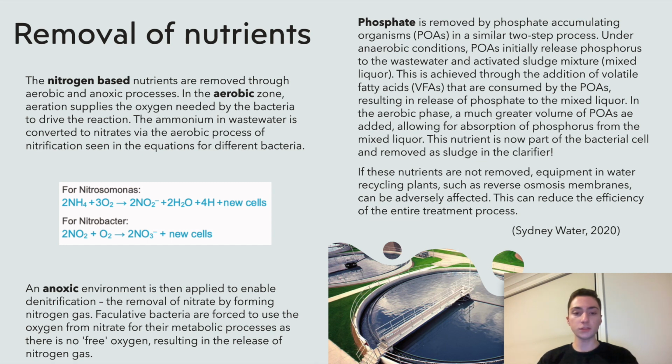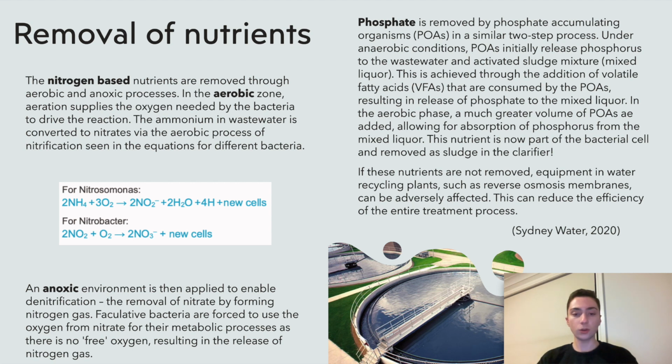Phosphate is removed by phosphate accumulating organisms, POAs, in a similar two-step process. Under anaerobic conditions, POAs initially release phosphorus to the wastewater and activated sludge mixture, mixed liquor. This is achieved through the addition of volatile fatty acids, VFAs, that are consumed by the POAs, resulting in release of phosphate to the mixed liquor. In the aerobic phase, a much greater volume of POAs are added, allowing for absorption of phosphorus from the mixed liquor. This nutrient is now part of the bacterial cell and removed as sludge in the clarifier.